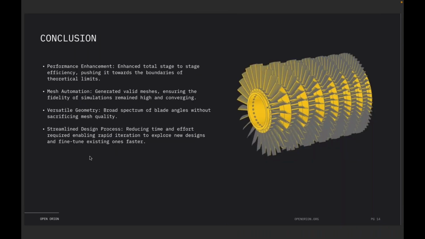So yeah, this is the conclusion. Pretty much we're able to enhance the stage-to-stage efficiency pretty well. We were able to reliably generate valid meshes, and that allowed the simulation to converge. We have a broad spectrum of parameters for the blade angles that didn't decline mesh quality, and made the entire system end-to-end, so you can explore a lot of iterations of different designs very fast and efficiently. So yeah, that's it. Thank you very much.